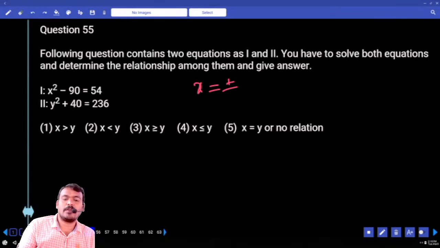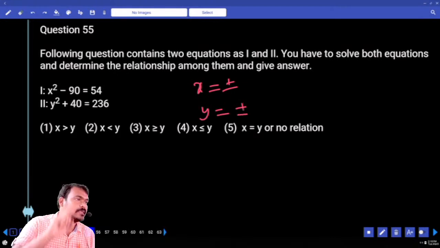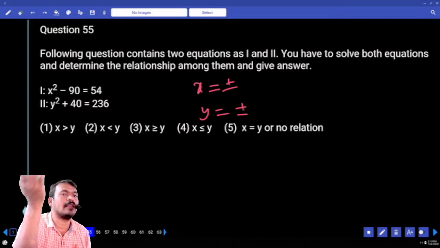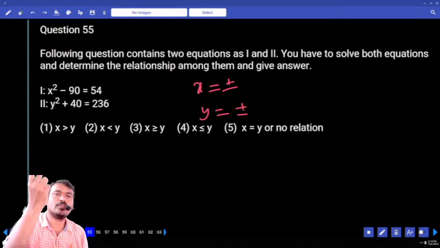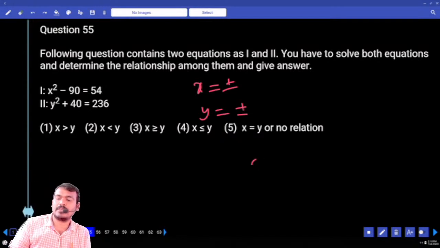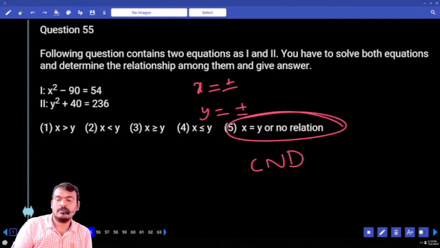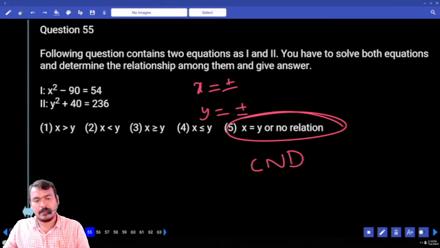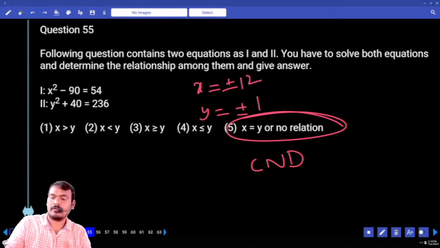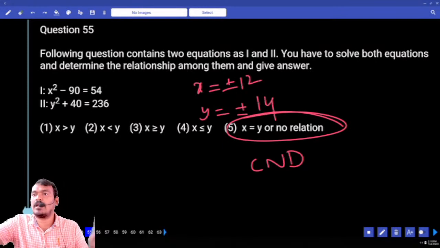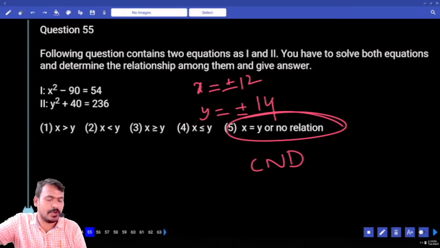Next, y square plus 40 equal to 236. Then y square equal to 196. Y equal to plus or minus or only positive? Plus or minus. X value is plus or minus, y value also plus or minus. Both values are plus or minus means the relation can't be determined. Which option? Fifth one. If both are plus or minus, directly we write can't be determined.